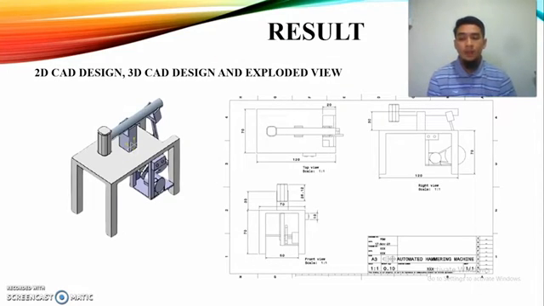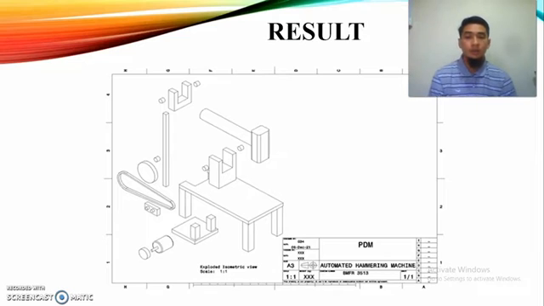This is our final design in 2D CAD design, 3D CAD design, and exploded view. That's all from me. Thank you.